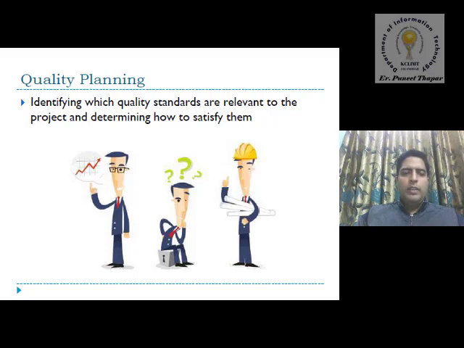So, as the term says, quality planning is identifying which quality standards are relevant to the project and determining how to satisfy them. We discussed in the previous topic various Six Sigma segments, ISO, and CMM capability maturity models. These are used to identify the quality of the system. So in quality planning, our main task is to identify which quality standards are relevant to our specific project and to determine how to satisfy them. So this is our main topic.